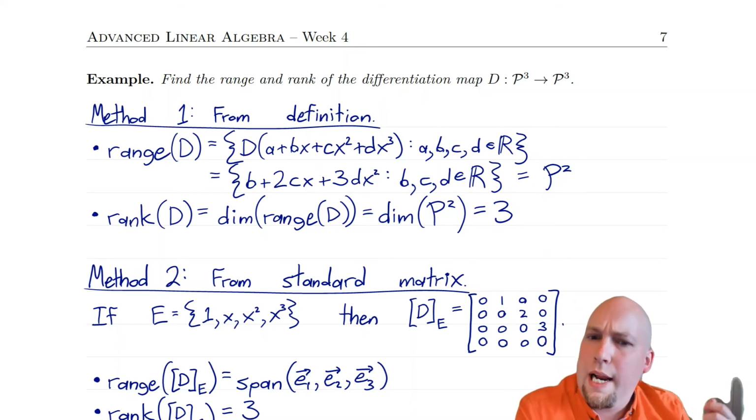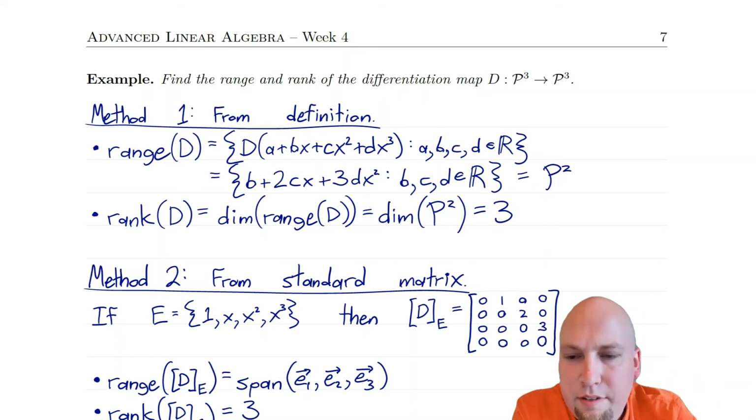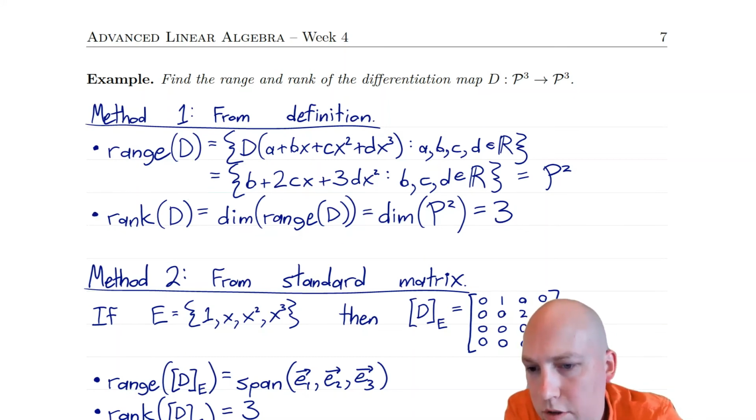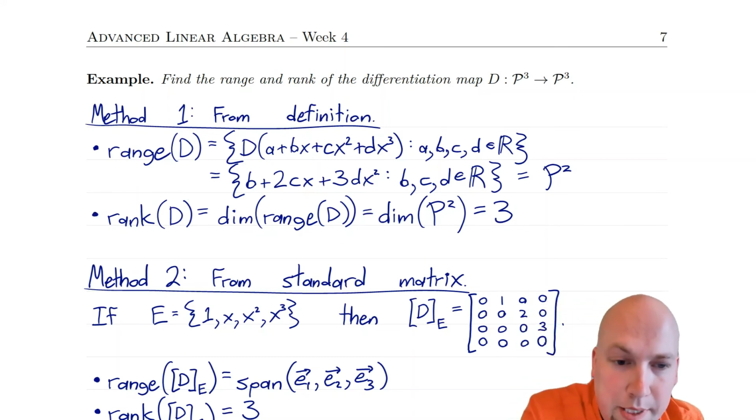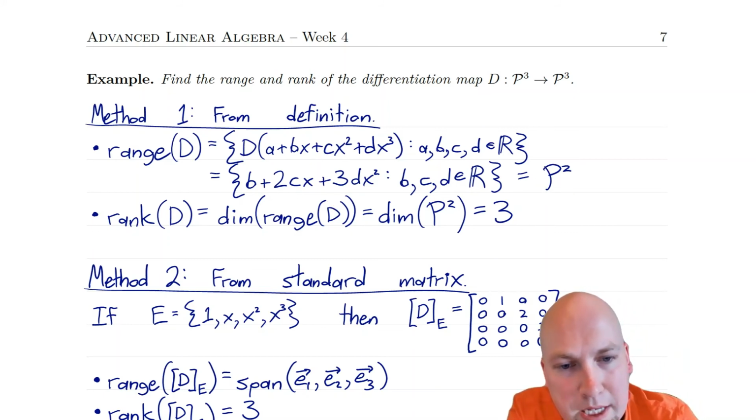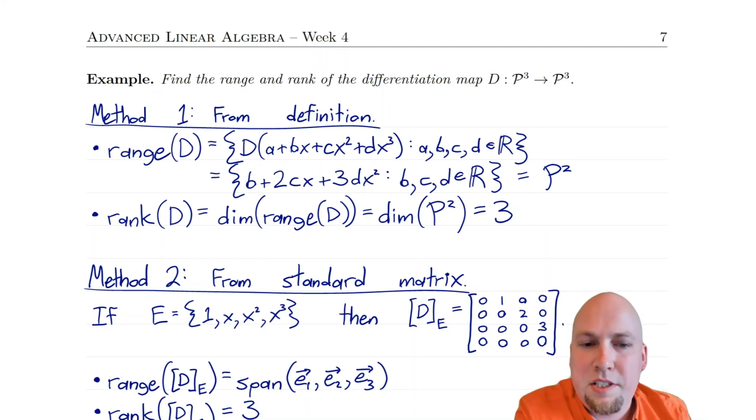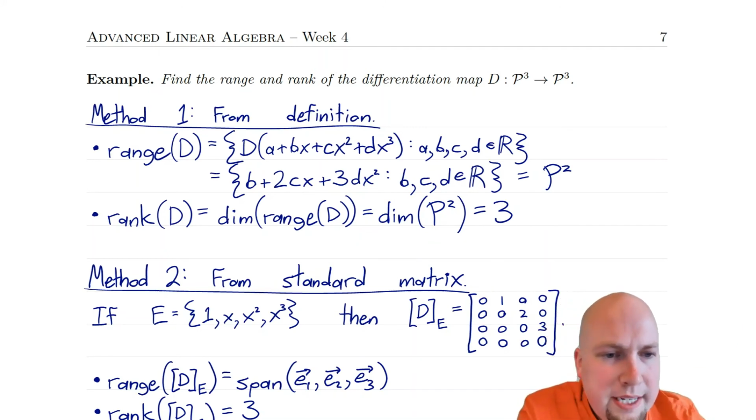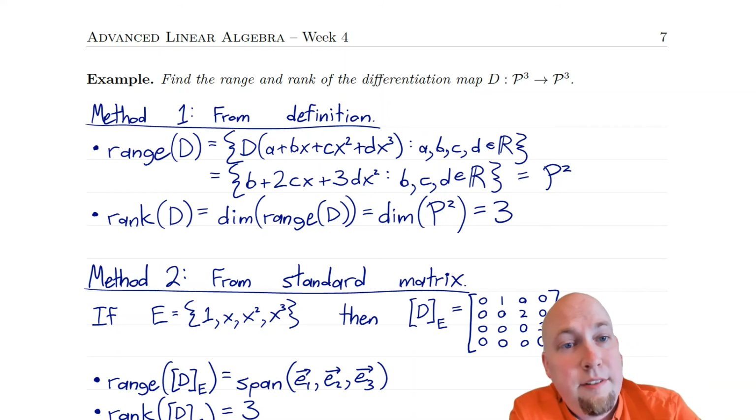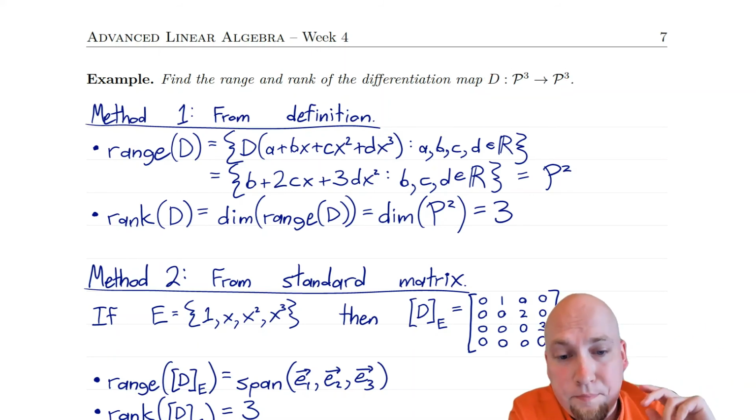What about the rank? Again, if we're working straight from the definition, the rank of the derivative is just the dimension of its range. That's the definition of the rank of a linear transformation. What is the range? It's just P2; we just computed that. So we plug that in here, and we want the dimension of P2. We know that from a couple weeks ago. The dimension of P2 is 3. So the rank of this differentiation map is 3.